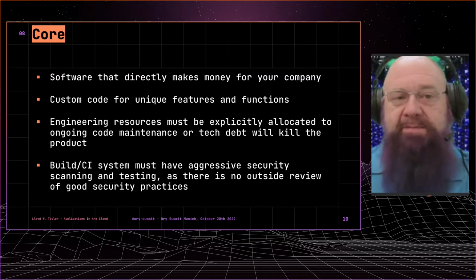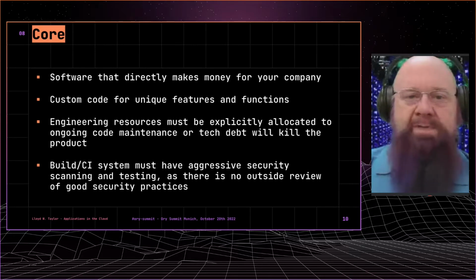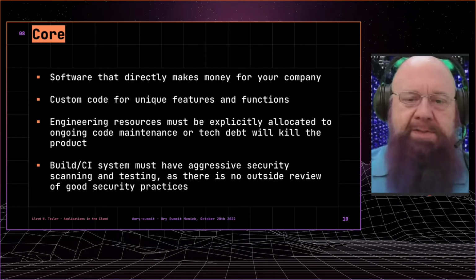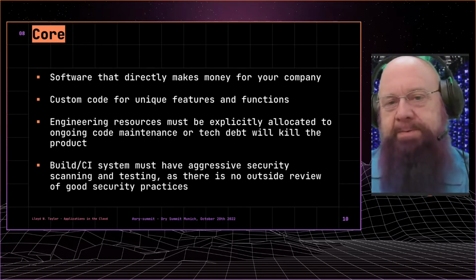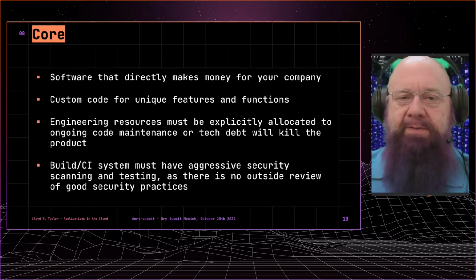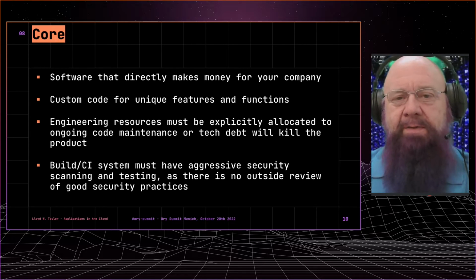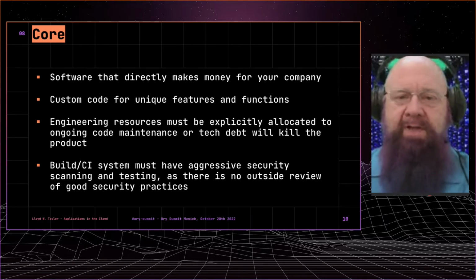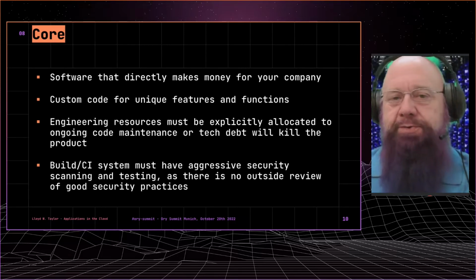So again, definitional. Core is software that directly makes money for your company. If it's not making money for your company, it's not core software. Now that's contrary to what a lot of people think. And part of it is I want to be able to control my own destiny. On the other hand, if we're going to be focusing on things which are profitable and help us grow in the market, we really want our developers focusing on the things that make a difference to our customers. Where there are unique features or functions, custom code makes a ton of sense.